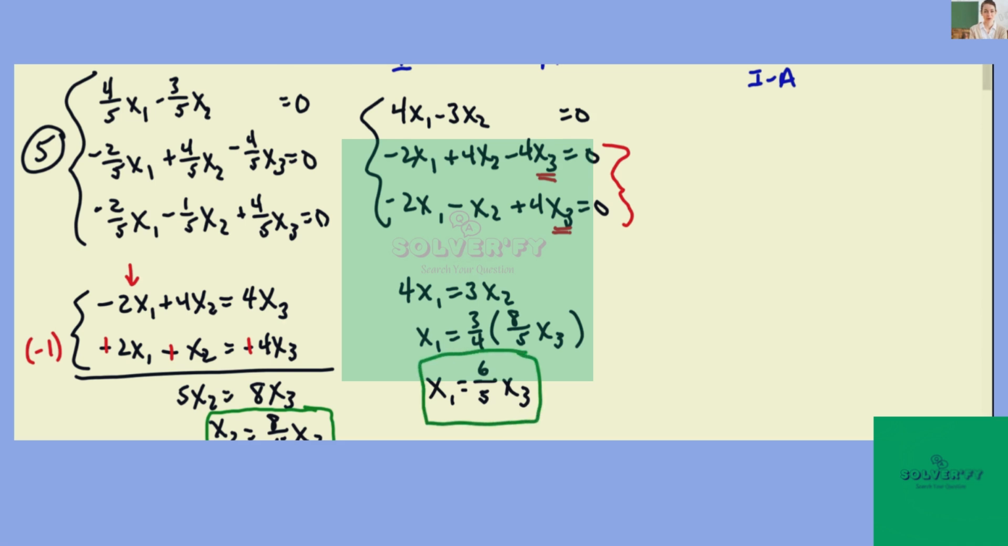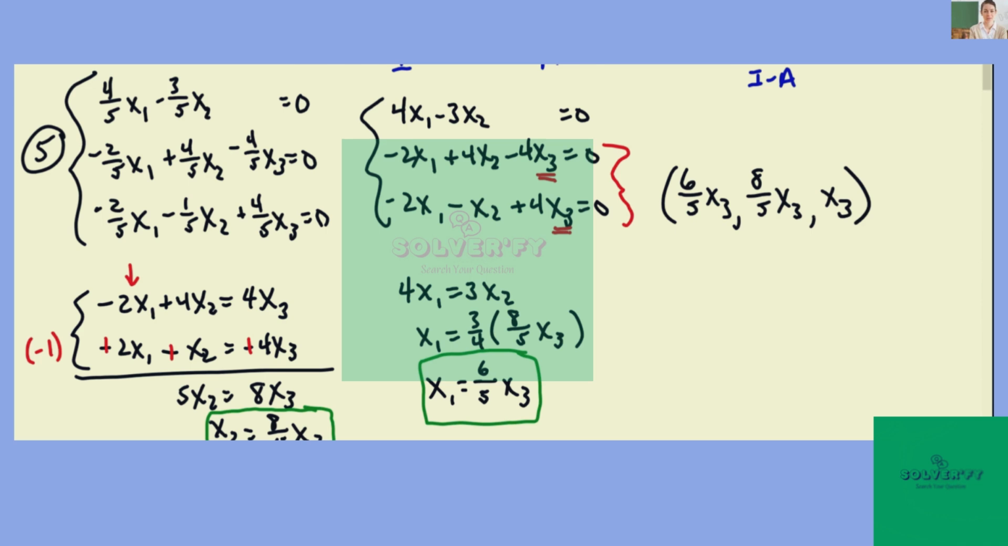Okay, so how are these related to each other? Putting everything in terms of x sub 3, my solution is 6/5 x sub 3 will tell me how much of my first commodity I need. 8/5 of x sub 3 will tell me how much of my second commodity I need. And then x sub 3 is my third commodity.